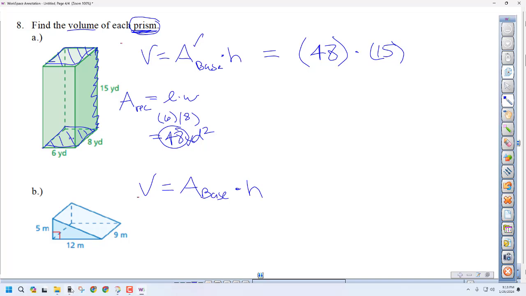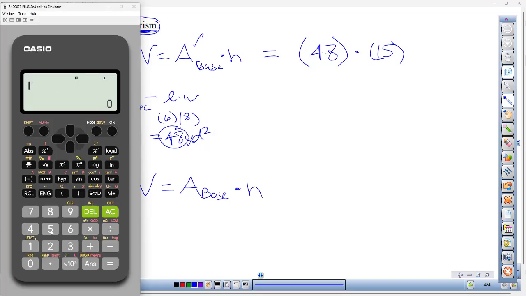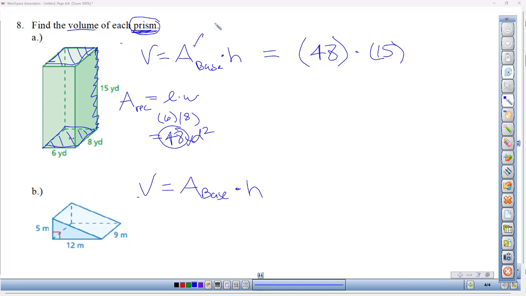And now it's time to grab our calculator. 48 times 15 equals 720. So 720 yards cubed. Okay, we've got this green prism done.